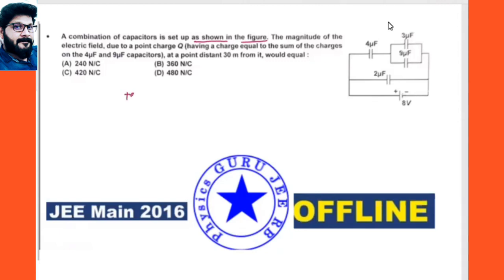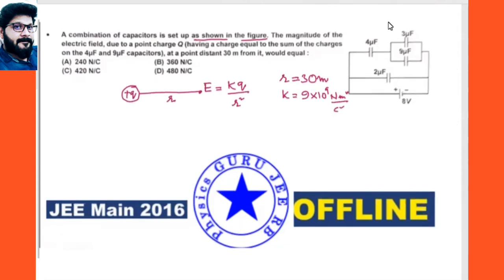Let me take this as a positive charge, at a distance r. At a distance r, we want the electric field. The electric field can be written as kq divided by r square. So r is already given here: r equal to 30 meters. K, of course, we know K is equal to 9 into 10 to the power of 9 Newton meter square per Coulomb square.